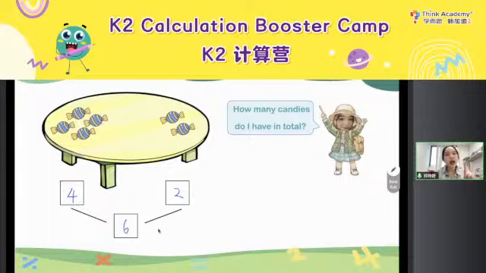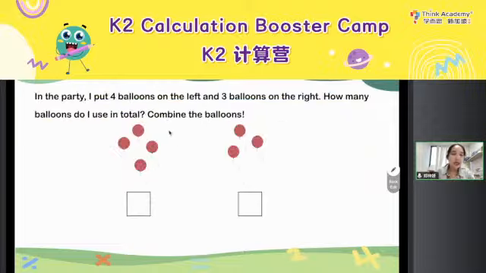So now you can see that if you have 2 parts as 4 and 2 in here, you can combine them to make them a whole part as 6. How do you get 4 adding 2 equal to 6? You can actually count them, right? So now continue. In the party, I put 4 balloons on the left and 3 balloons on the right. How many balloons do I use in total?